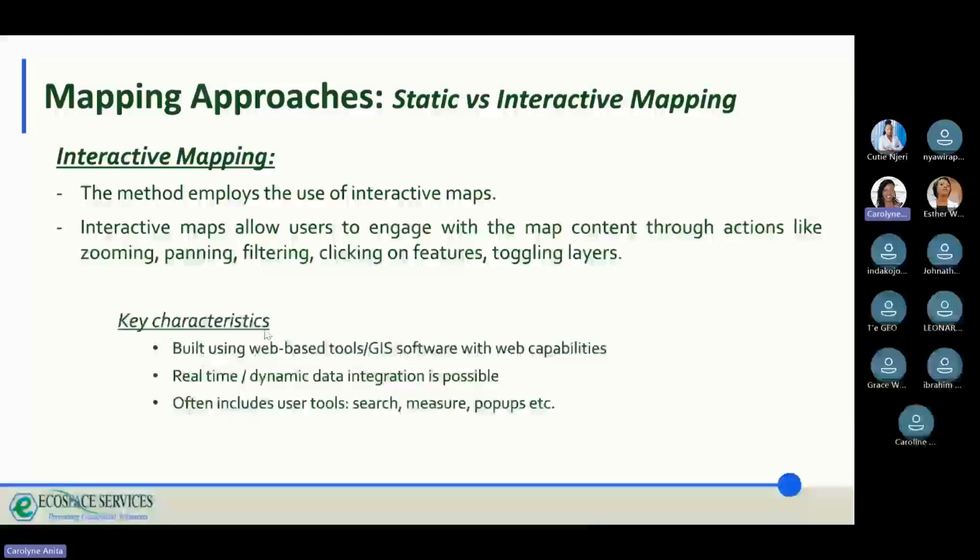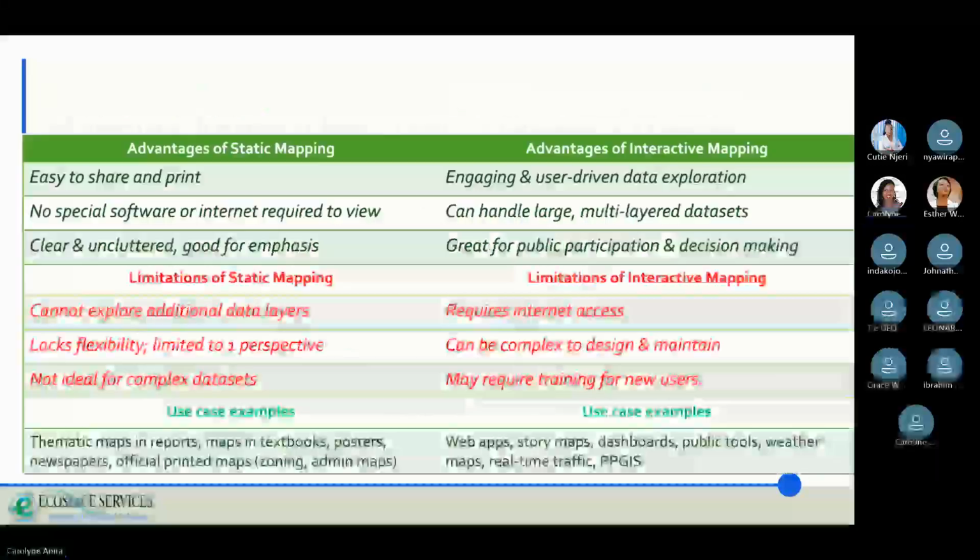Then we have some key characteristics of interactive mapping. It's built using web-based tools or GIS software with web-based capabilities. Then it has real-time or dynamic data integration and includes tools such as search, measure, pop-ups. Then you can also just use Google Maps to input a search area, and then it takes you to either that hotel, that forest, that park. That's technically what an interactive map is all about.